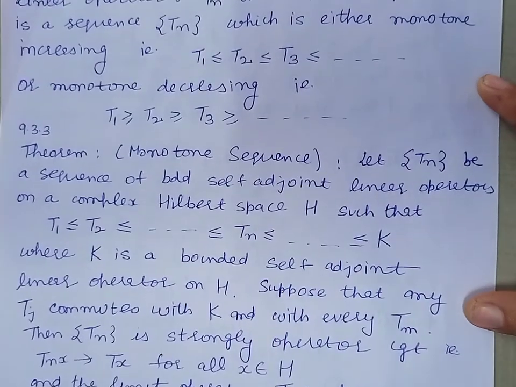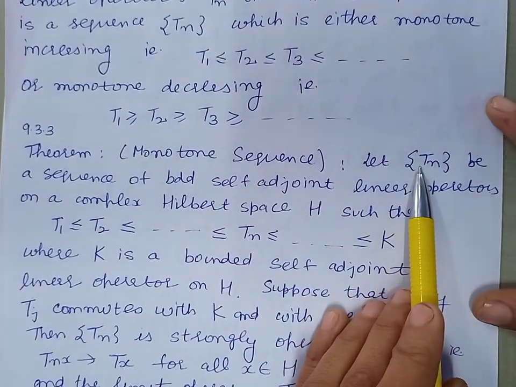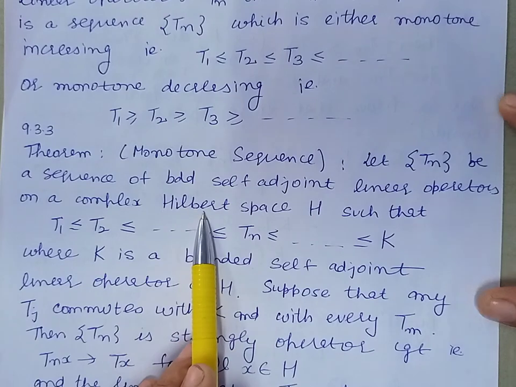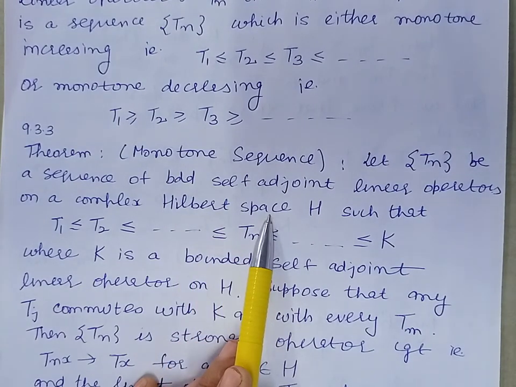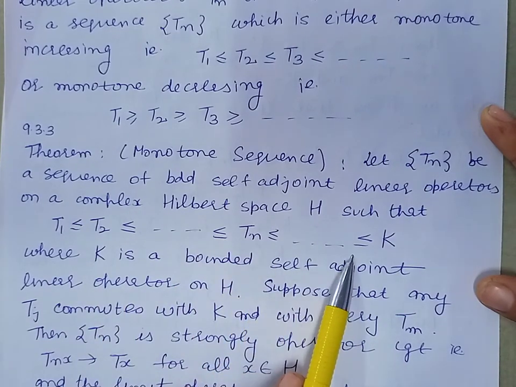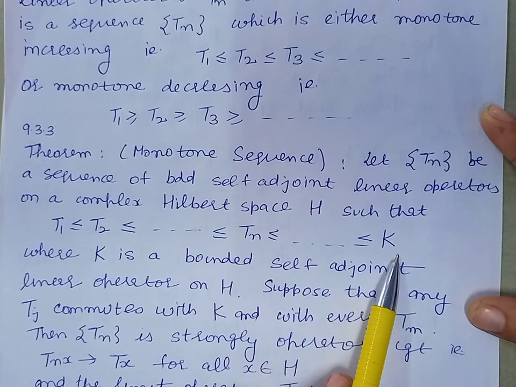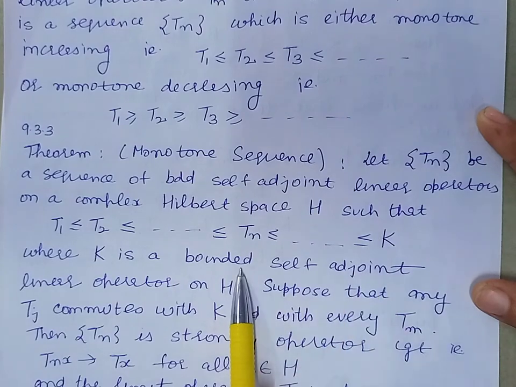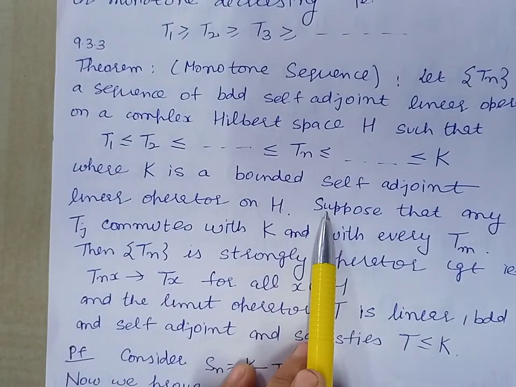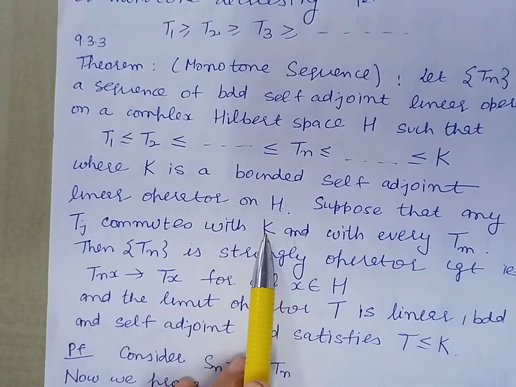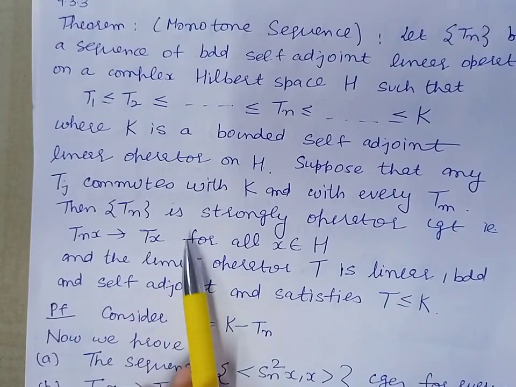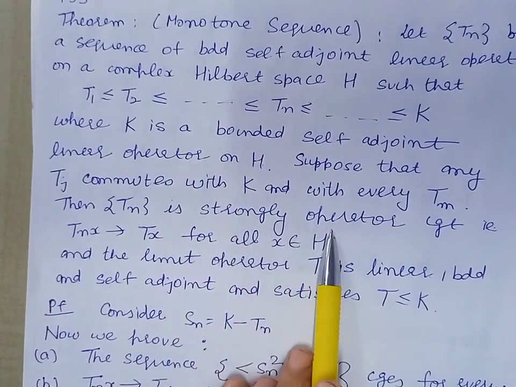So the theorem is: let Tn be a sequence of bounded self-adjoint linear operators on a complex Hilbert space H such that T1 is less than or equal to T2, less than or equal to T3 and so on, less than or equal to Tn and so on, less than or equal to K. Here K is a bounded self-adjoint linear operator on H. Now suppose that any Tj commutes with K and with every Tm, then we are to prove that the sequence Tn is strongly operator convergent.